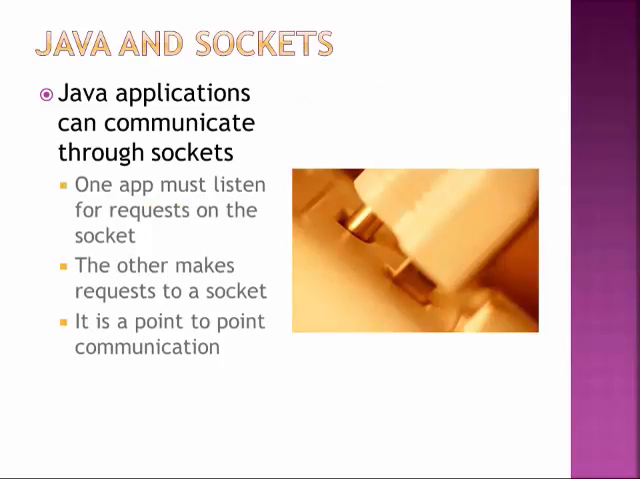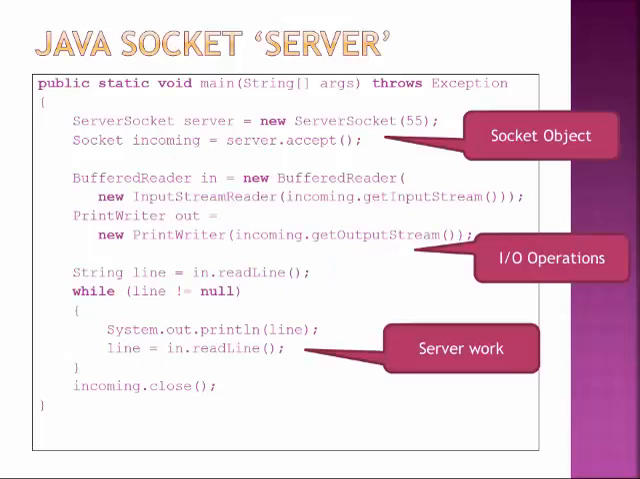In Java, it enables the socket by having one application open up a socket to listen for requests on, and the other application opens up a request to that socket. It doesn't have to be a Java application that opens up the request. It's easier if you do it that way, but it's not required. This is a point-to-point communication. This is a telephone call. I'm not broadcasting to everybody out there. I'm not streaming this information. I'm just making a point-to-point communication.